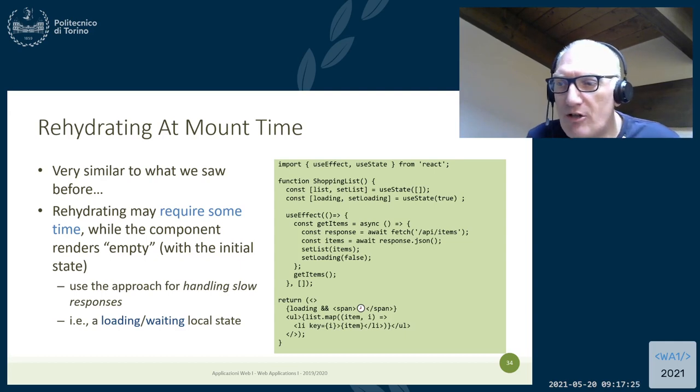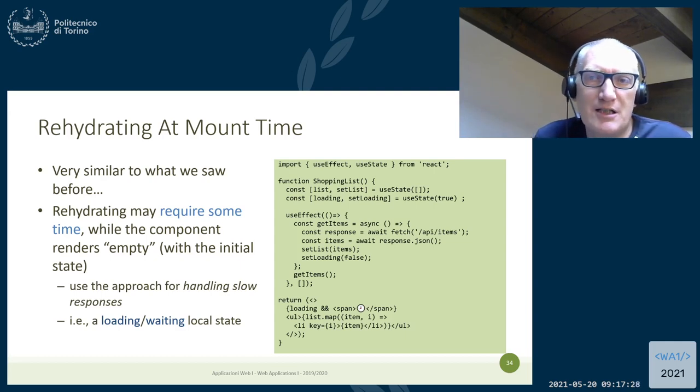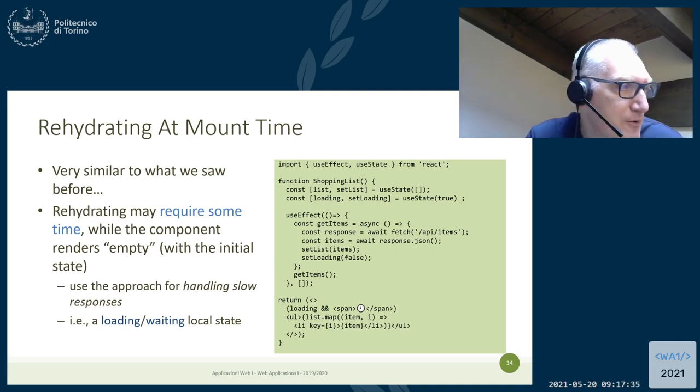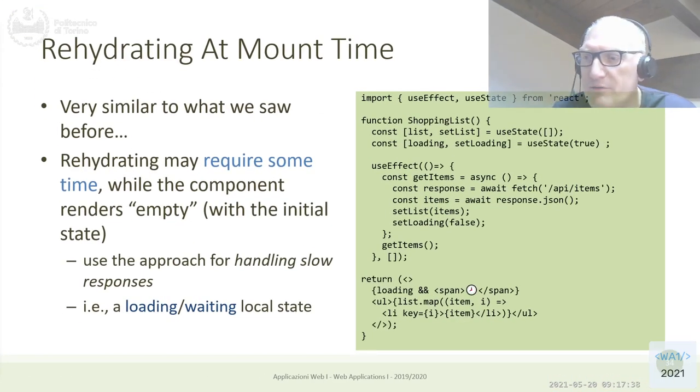Okay, so some code. The rehydrating at mount time is nothing special, basically. We just have a useEffect that will be used at mount time, so we are executing it only once, if we need that this data is not going to change, for example. And we are fetching data from the server and setting this list of items into our application, storing that into our state. So basically, this list state is a local copy of the application state that we fetch from the server, and then the component can do whatever it wants with this list.